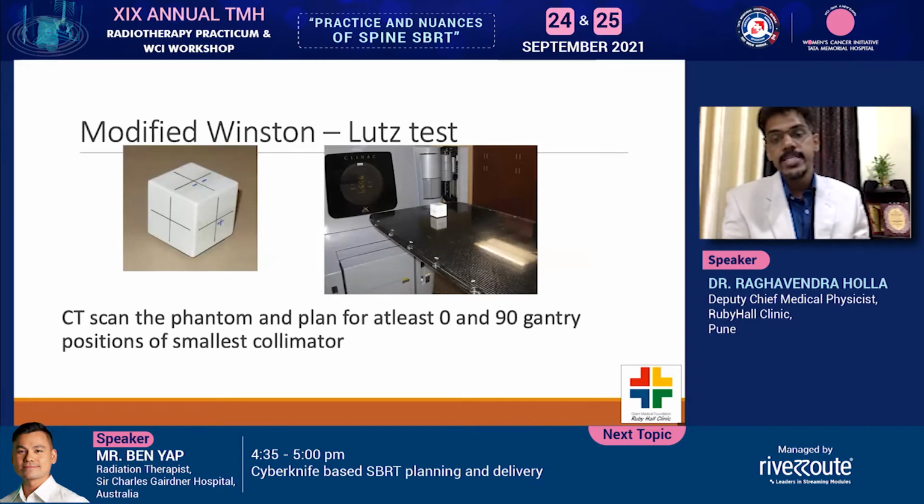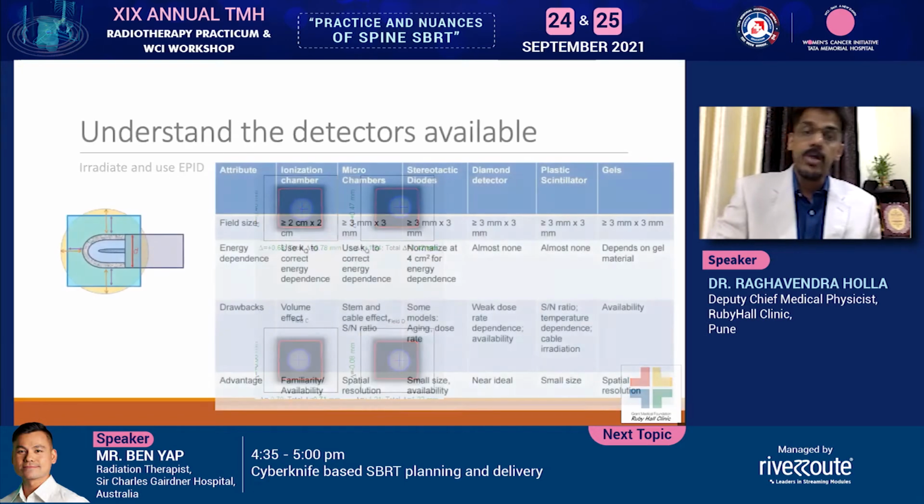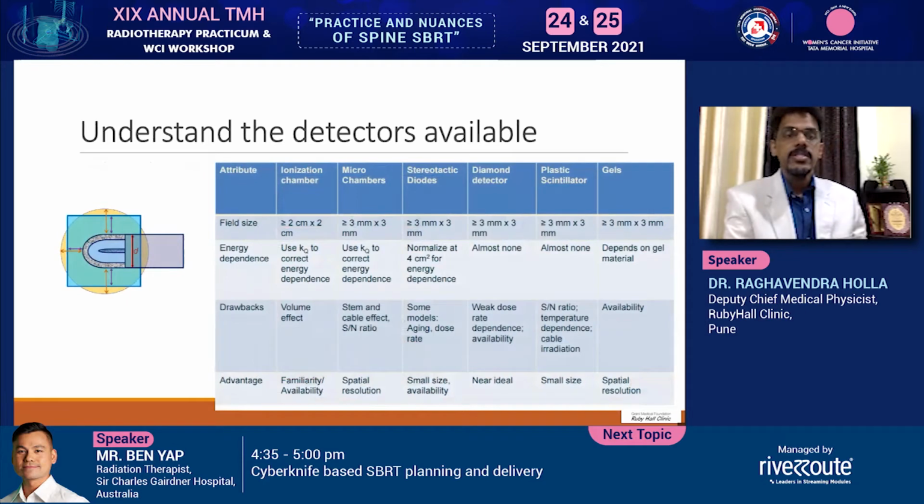The CT scan of the phantom and plan for at least 0 to 90 degree gantry angles, like the two nominal angles, for the smallest available collimator size, and expose the EPID and see how correlated images are seen, like the 0 versus the other gantry angles, and see whether the image of the bearing is moving inside the square box. That's what needs to be seen. And it all should be less than 1 millimeter. This is a one-time initial work when we are installing or commissioning the SBRT program in the center.